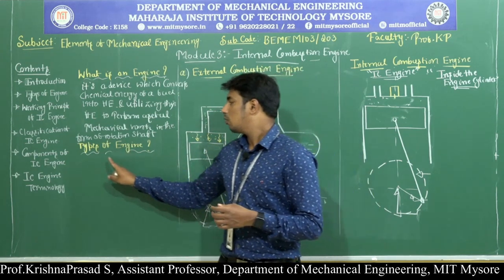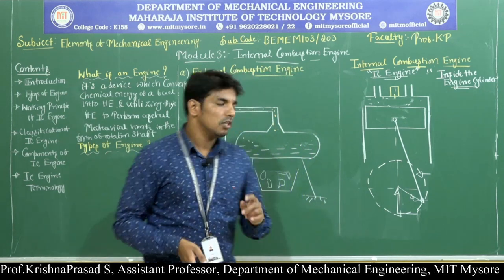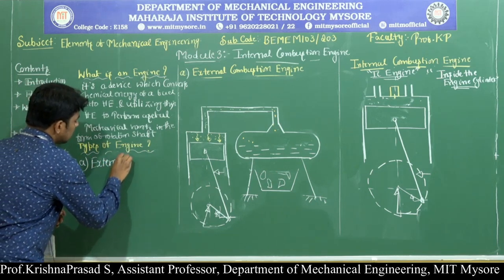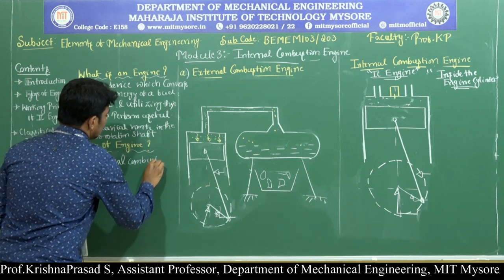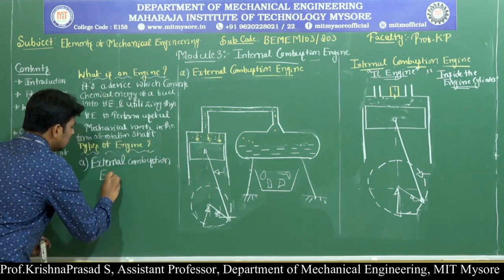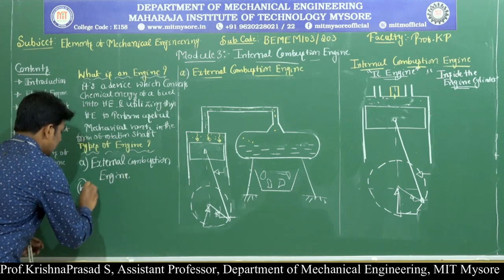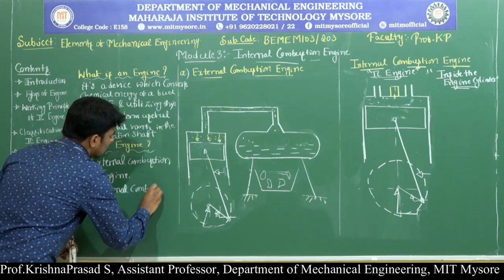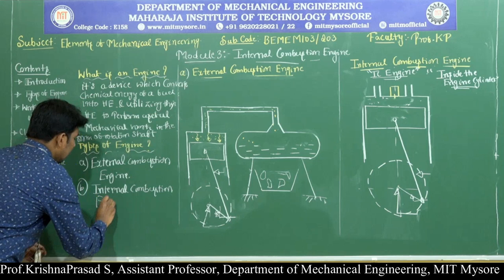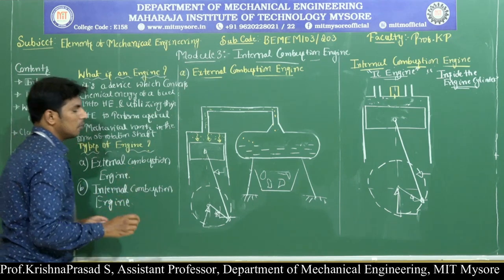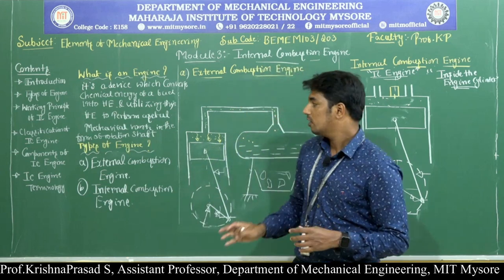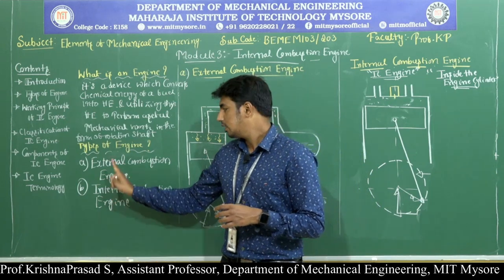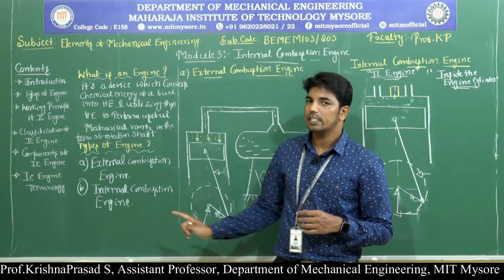Next, the types of engine. There are two different types of engine. One is called the external combustion engine, and the other is called the internal combustion engine. Based on where the fuel is burning, whether inside or outside the engine cylinder, the engine is classified into two types: external combustion engine and internal combustion engine.